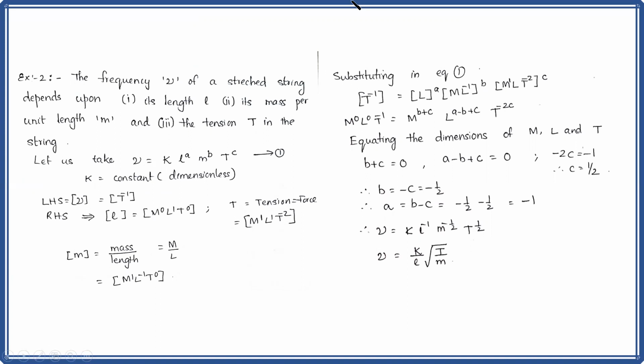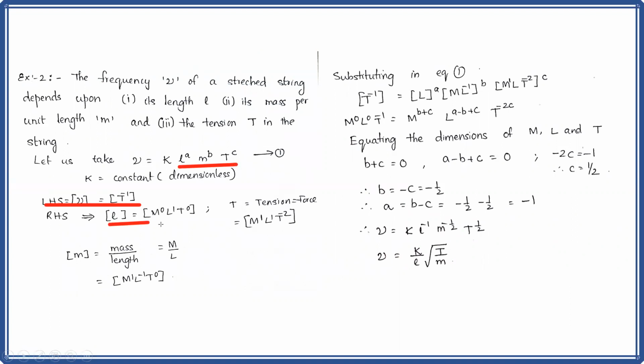So let's take the LHS now. The LHS is nu. Nu means frequency. Frequency is 1 by time period, that is T to the power of minus 1. Let's take RHS. On the RHS, we have three quantities: length, mass per unit length, and T, that is tension.